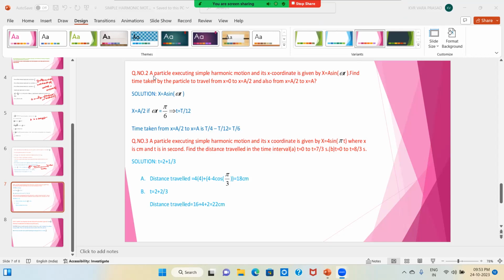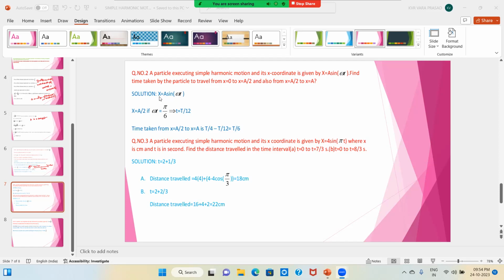A particle executing simple harmonic motion has its x coordinate given by x equal to a sin omega t. Find the time taken by the particle to travel from x equal to 0 to x equal to a by 2, and also from x equal to a by 2 to x equal to a. So this is the question given. If you want, you can try the question on your own, then you can see the solution. Let us see now how to solve it.